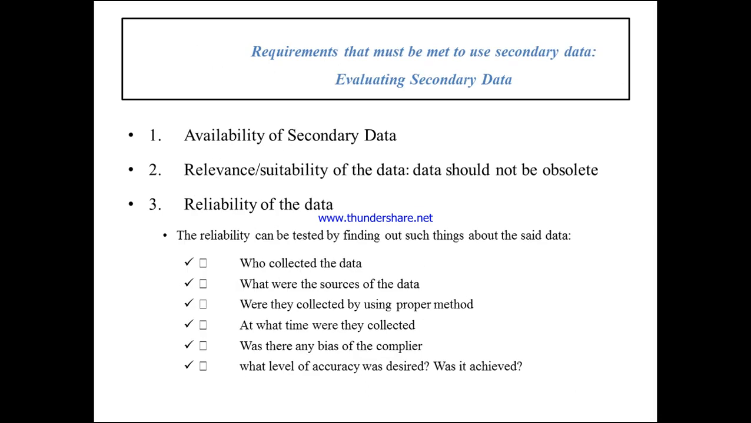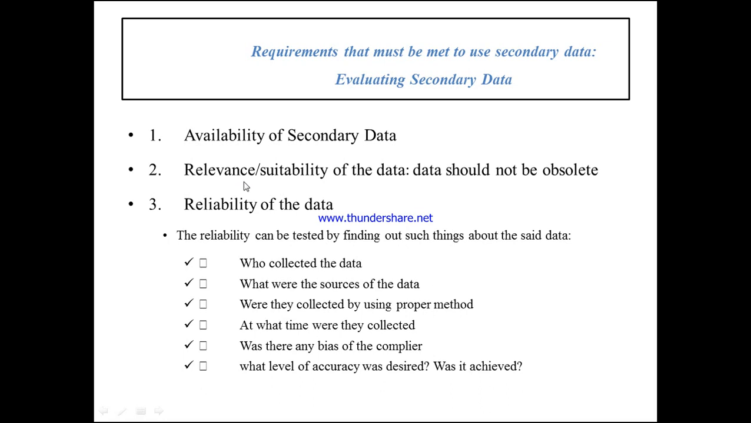And so what are the requirements that must be made to use secondary data? Before using secondary data, we need to evaluate it for its sufficiency, for its accuracy, for its quality, for reliability, etc. So how do we evaluate? These are the points that we have to consider. First of all, the data should be available. The secondary data should be available. And not only availability, it should be relevant for our study purpose.